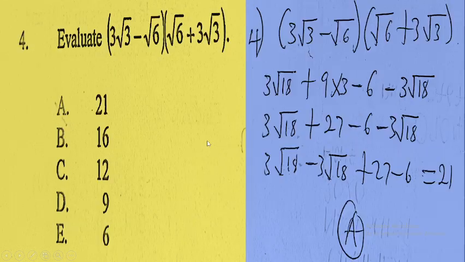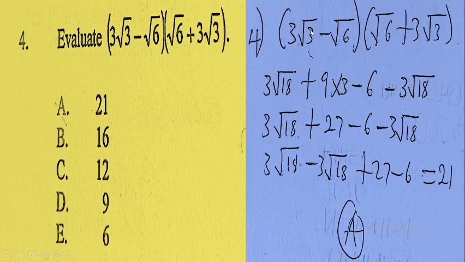So question number 4 now, we have to evaluate this surd. This bracket multiplied by this bracket. This question is from surd. So you have to expand the two brackets. If you expand it, then we simplify further, then we should get an answer.